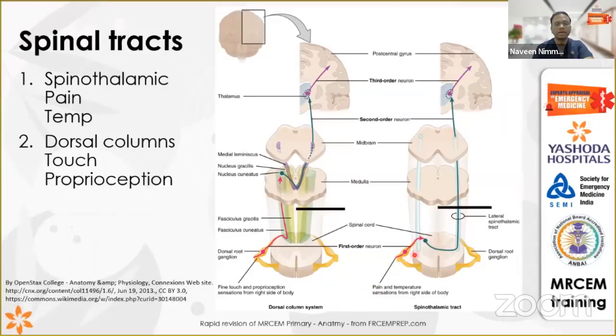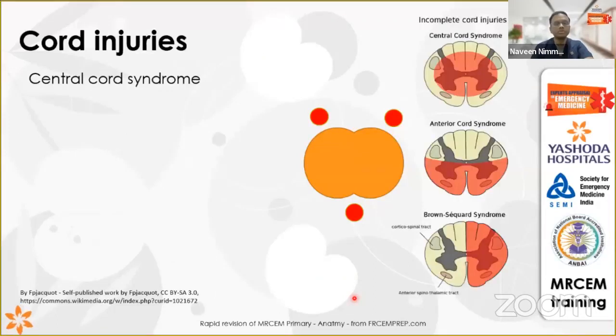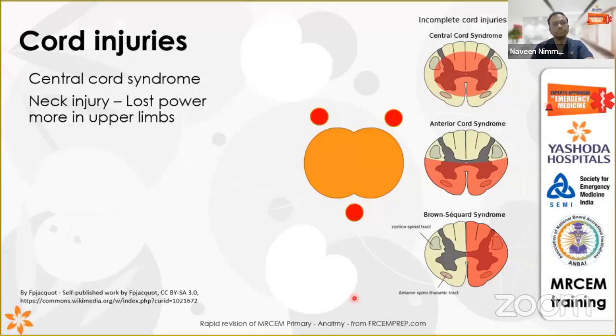Coming to cord injuries, you have three different syndromes: central cord, anterior cord, and Brown-Sequard syndrome. There is also something called posterior cord syndrome. In central cord syndrome, as I told you, the question might say someone is having a neck injury and lost power, which is more in the upper limbs. That's a hint towards central cord injury. There is loss of pain and temperature, but proprioception is preserved. Proprioception is handled by the dorsal columns, so the dorsal columns are good, but the anterior part is affected. That's anterior cord syndrome. Instead of asking which syndrome, they can ask you which artery. The anterior spinal artery takes care of the supply in this region.